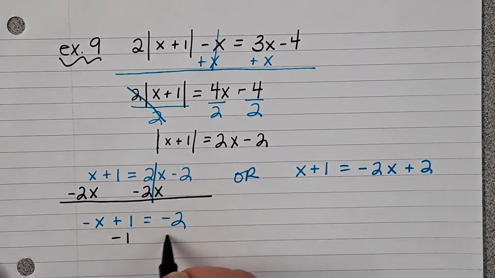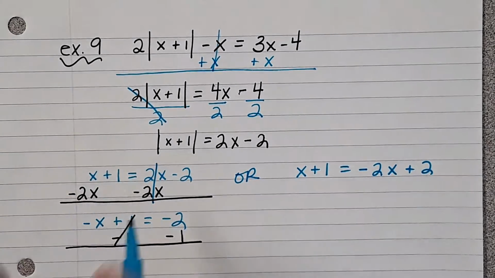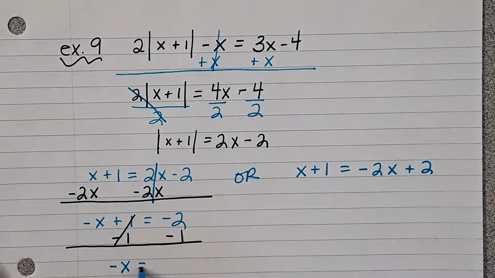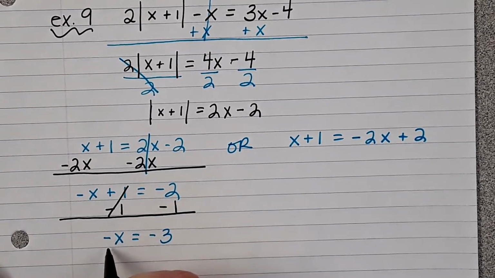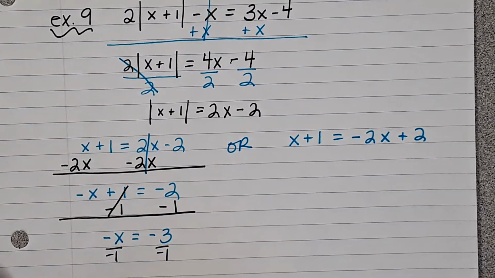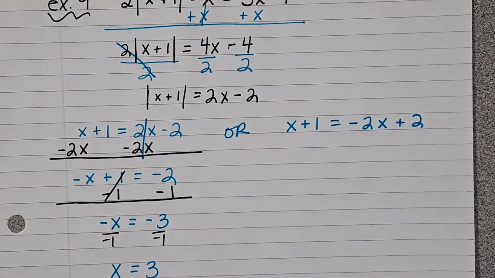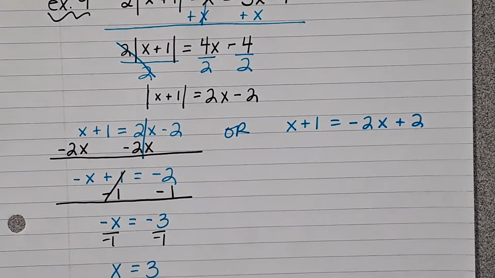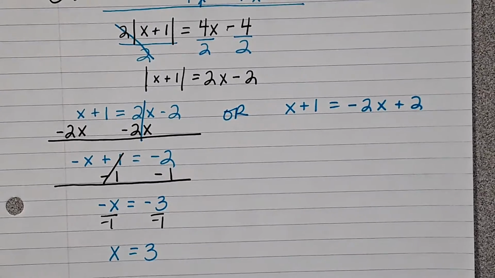I'm going to subtract 1 from both sides. Negative x equals negative 3. We're going to divide each side by negative 1, and x equals 3. Now we need to plug that into the original equation to make sure we're right. So I'm just going to check it really quick here.